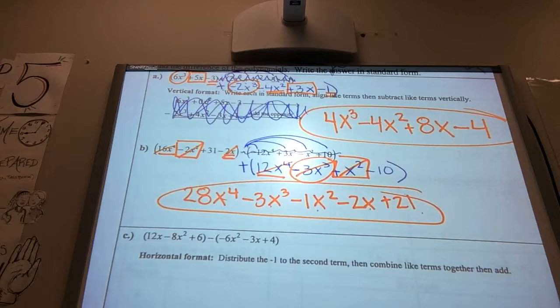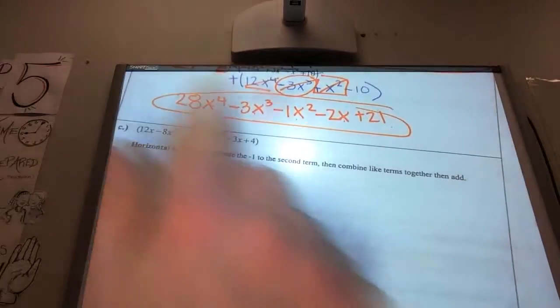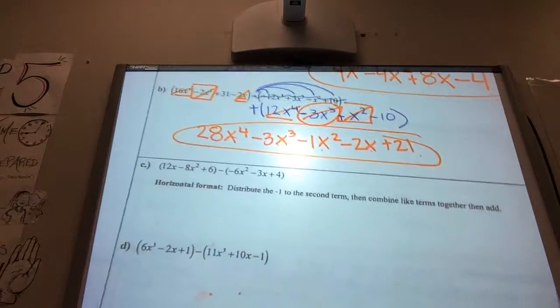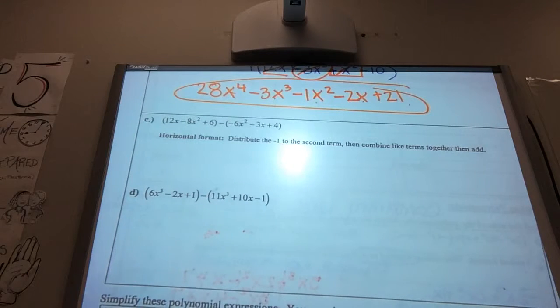Please try just the next two subtraction problems, and you can set them up like one on top of the other like we started with. I just typically tend to just combine things as I see them. So you try just C and D, then we'll check our work before we move on and do some more classwork.